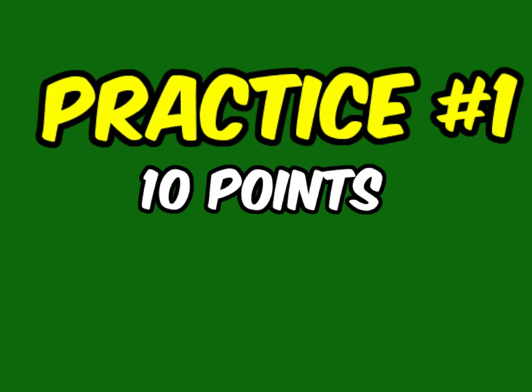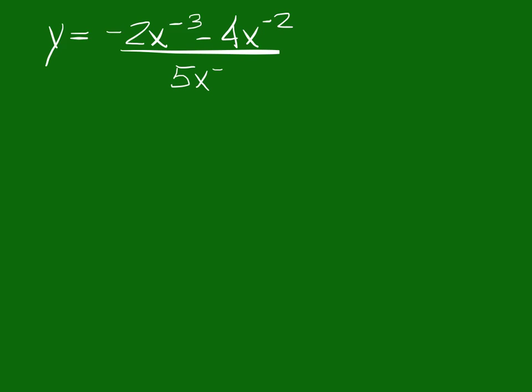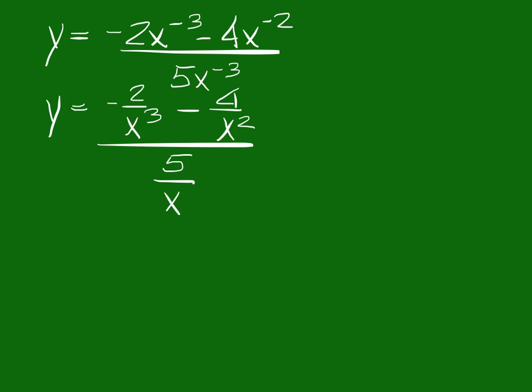Find the derivative of this: negative 2x to the negative third power minus 4x to the negative 2 over 5x to the negative 3 power. To start on this, you should simplify first, and on the top you would have a negative 2 over x to the third, and then minus 4 over x to the second. On the bottom, 5 over x to the third.